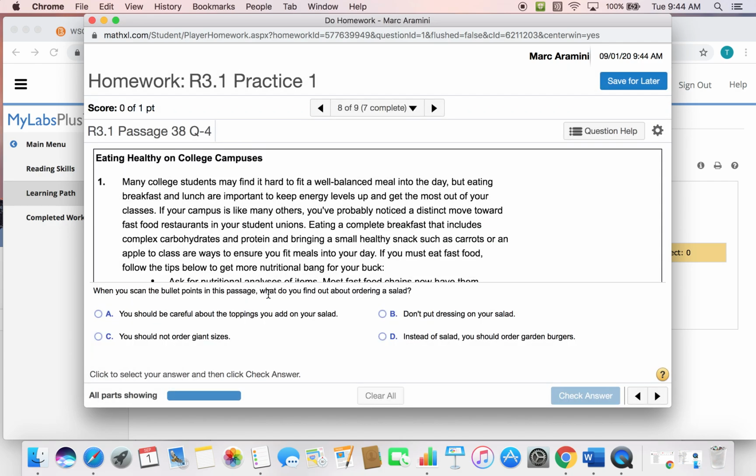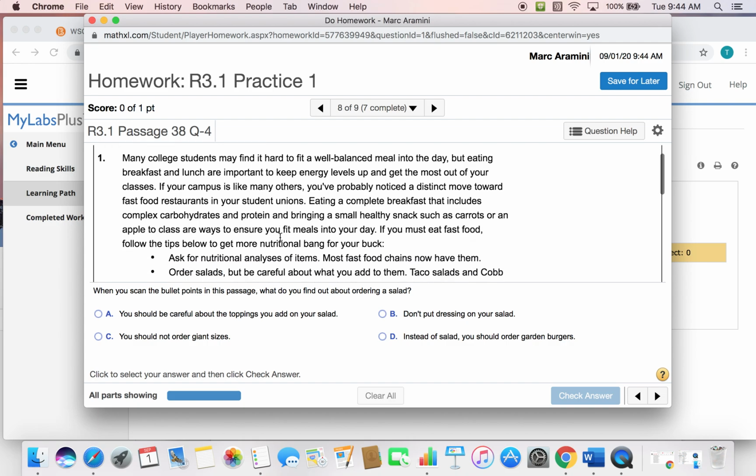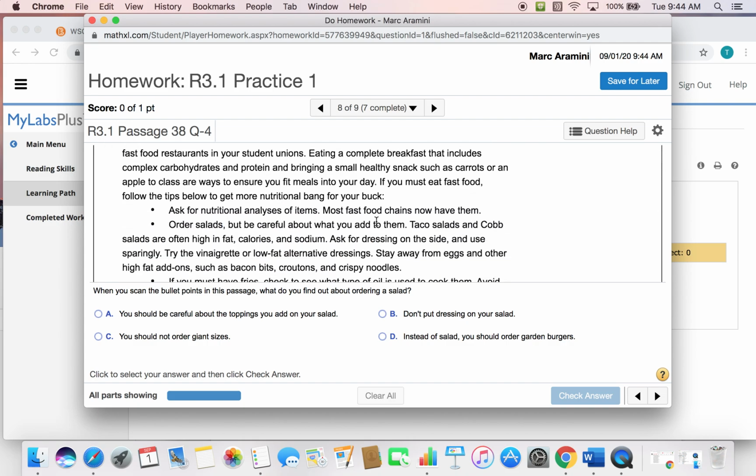2 more questions on this. When you scan the bullet points, what do you find out about ordering a salad? Order salads. Be careful about what you add. You should be careful about the toppings you add on your salad.